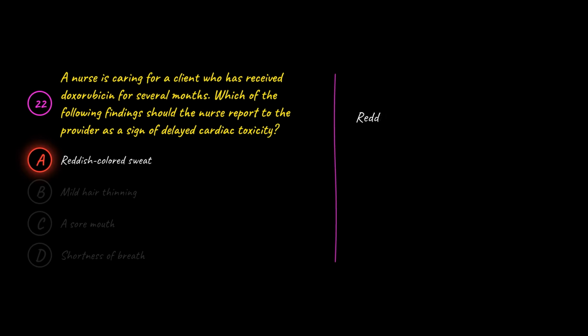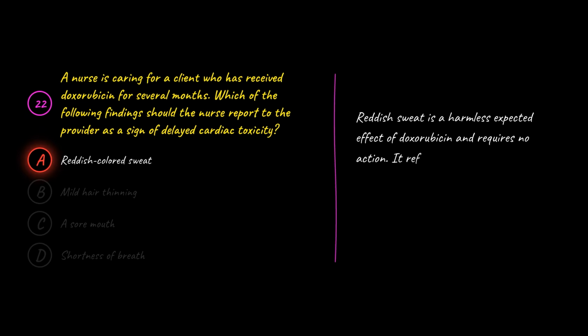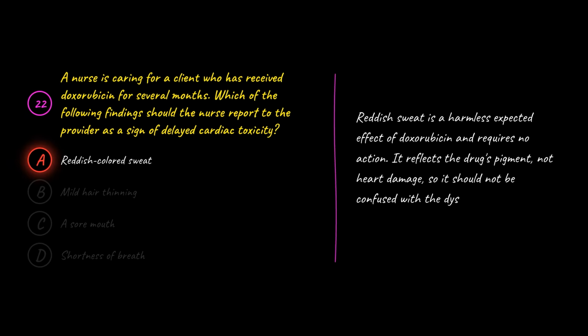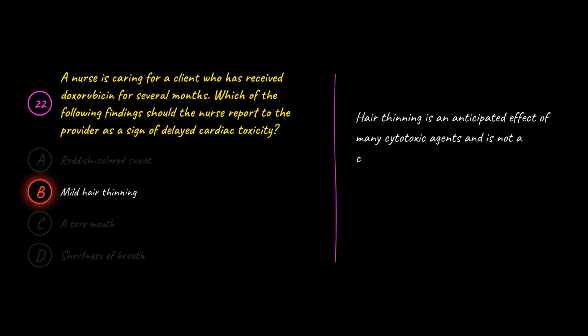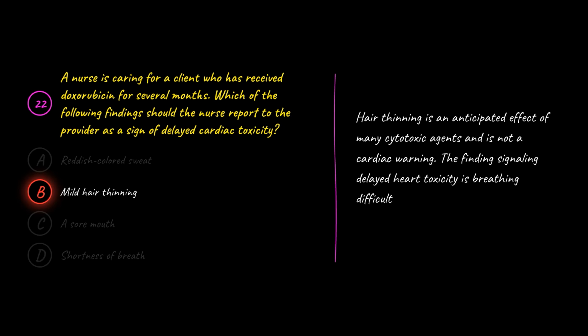A is wrong because reddish sweat is a harmless expected effect of doxorubicin and requires no action. It reflects the drug's pigment, not heart damage, so it should not be confused with the dyspnea that warns of cardiac toxicity. B is wrong because hair thinning is an anticipated effect of many cytotoxic agents and is not a cardiac warning. The finding signaling delayed heart toxicity is breathing difficulty, which reflects a failing heart rather than follicle damage.